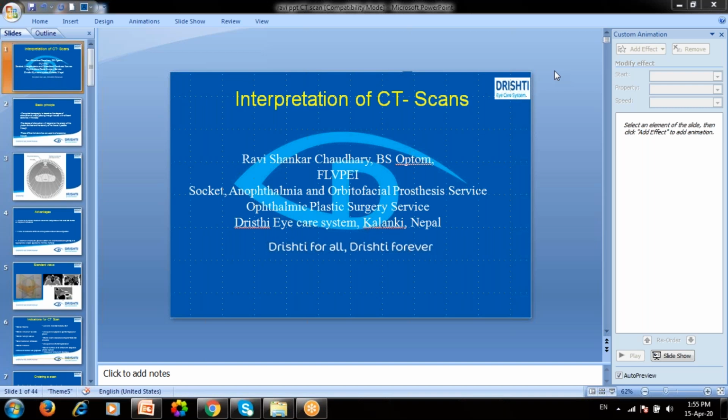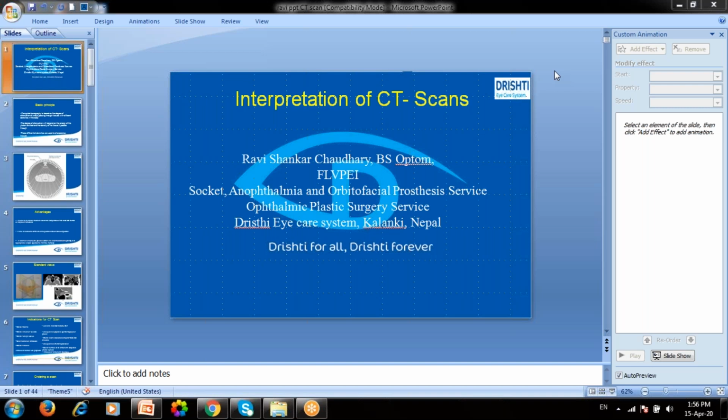Because if there are more slides, there will be more confusion. And because it's a vast thing, firstly, we need to know the basics of CT scan, and after that, later on, we can discuss many more deeper things in it. If we are able to know the basics of interpretation of CT scan, it will be good for us.